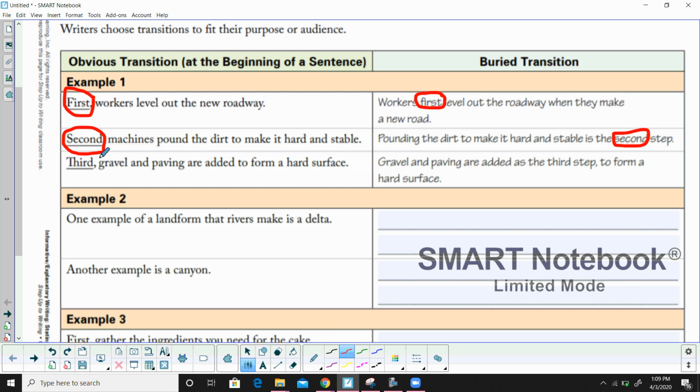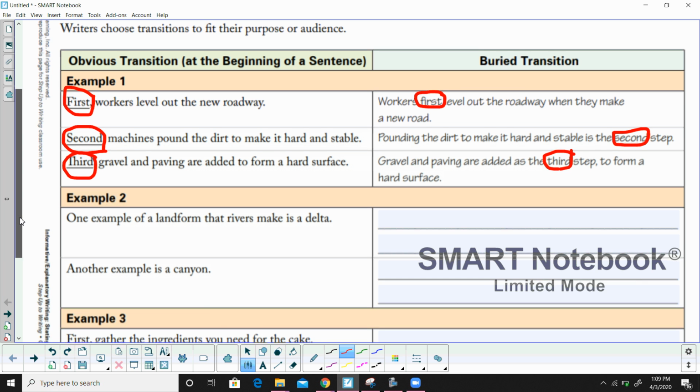All right, now the next sentence says, third, gravel and paving are added to form a hard surface. So we were looking for that transition, third. Gravel and paving are added as the third step to form a hard surface. So see how they were just being very sneaky. They're really using the same words. It's not really anything more complicated as far as the vocabulary, but they just tried to say it a little differently instead of using it in the introduction of their sentence, right?